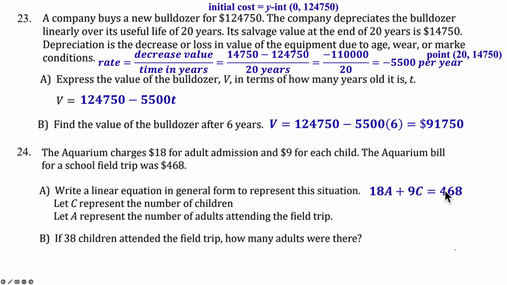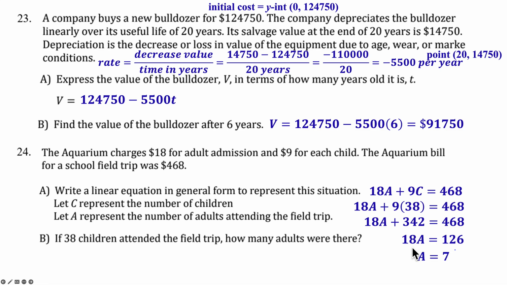It's in standard form. So instead of having X and Y, we're using capital letters. It doesn't matter the variables you use. If 38 children, that's C, plug that in, attended the field trip, how many adults were there? Well, 9 times 38, that's 342. We'll subtract that over from the 468. 18A equals 126. Divide by 18. 126 divided by 18 is 7.